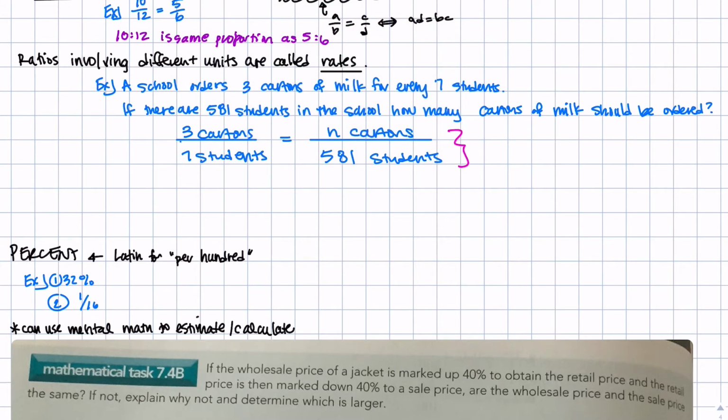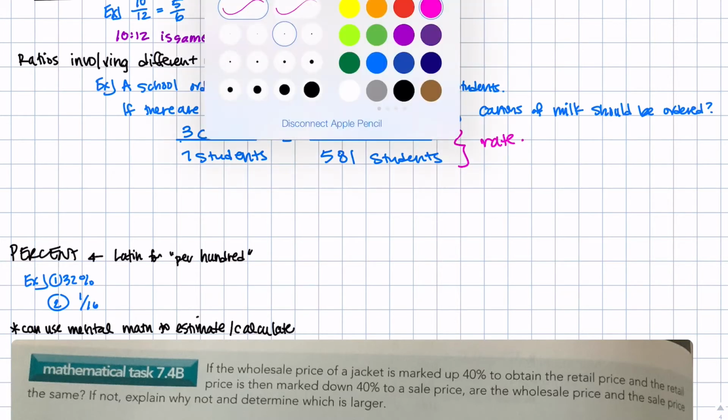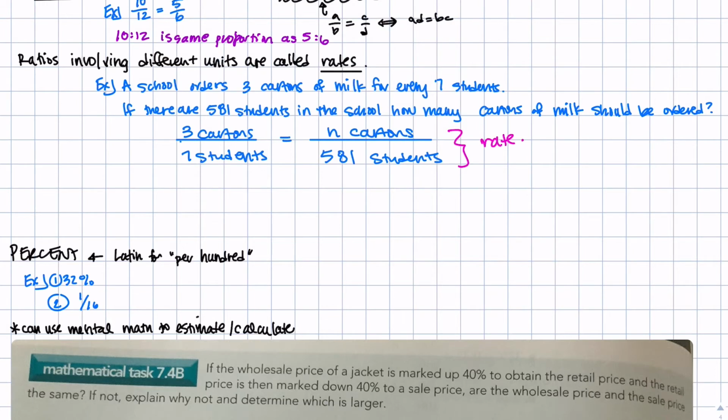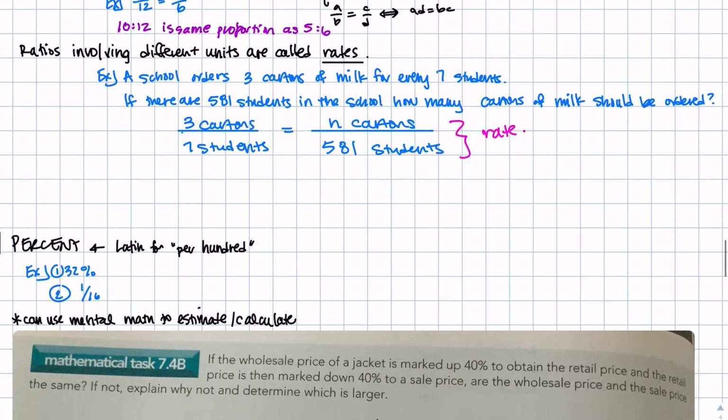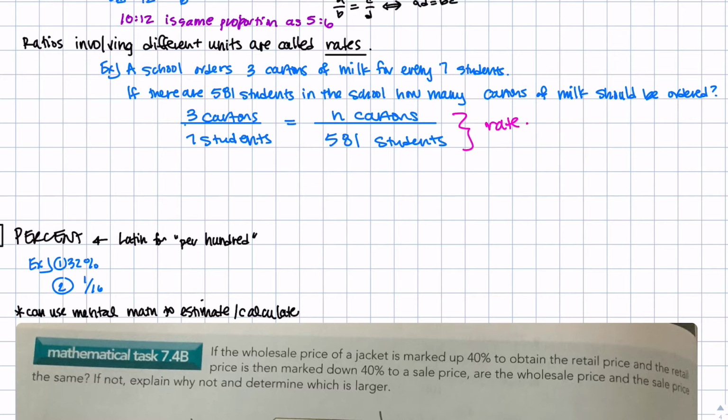So here, notice this is a rate because I'm talking about 2 different types of units, cartons and students. Okay, so to solve this, there are a few different options. I think your book mentions cross-multiplying. I think I've mentioned before how I'm not a huge fan of this term. It's because there's nothing implying that we need multiplication to do that. Of course, we can cross-multiply though. I can multiply both sides by 7 and both sides by 581.